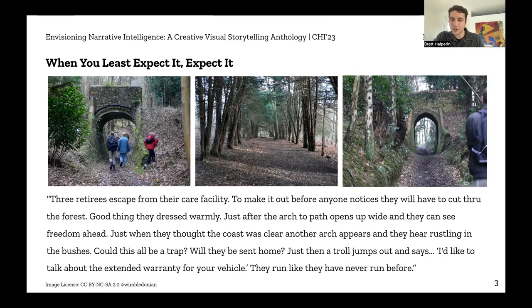It's called When You Least Expect It, Expect It. 3 retirees escape from their care facility. To make it out before anyone notices, they will have to cut through the forest. Good thing they dress warmly. Just after the arc to path opens up wide and they can see freedom ahead. Just when they thought the coast was clear, another arc appears and they hear rustling in the bushes. Could this all be a trap? Will they be sent home? Just then a troll jumps out and says, "I'd like to talk about the extended warranty for your vehicle." They run like they have never run before.